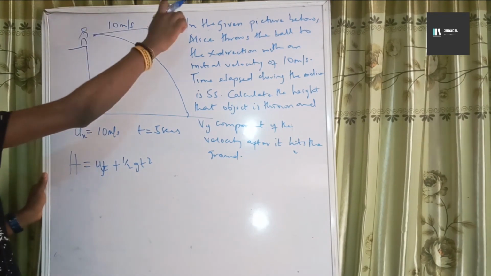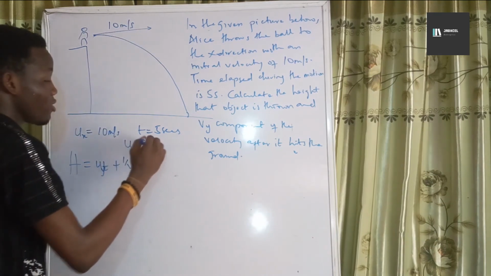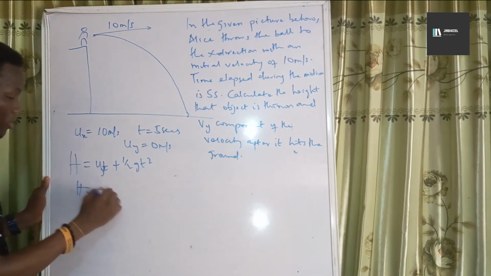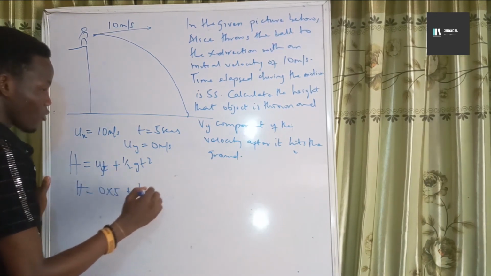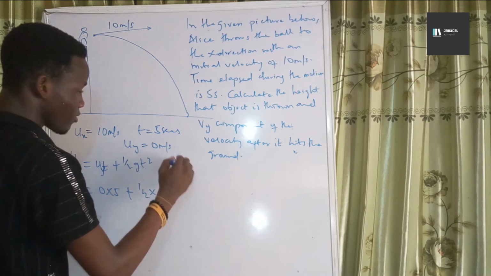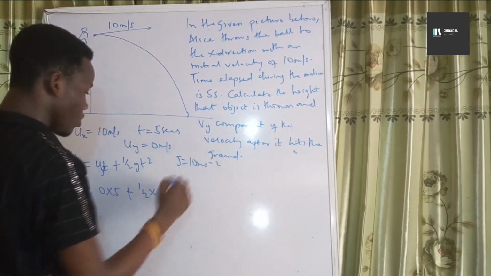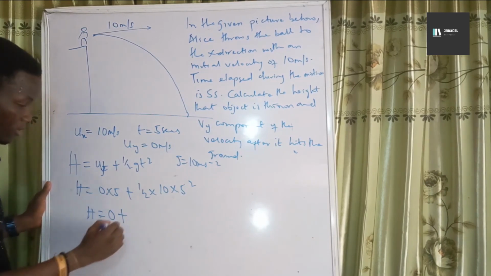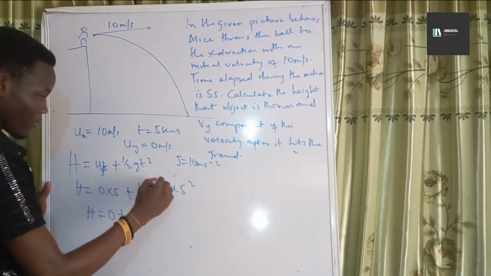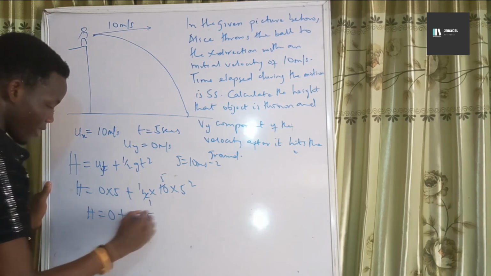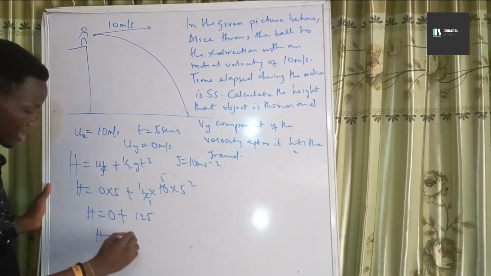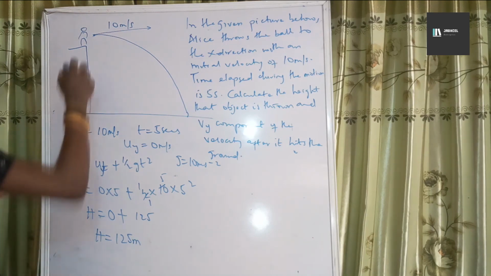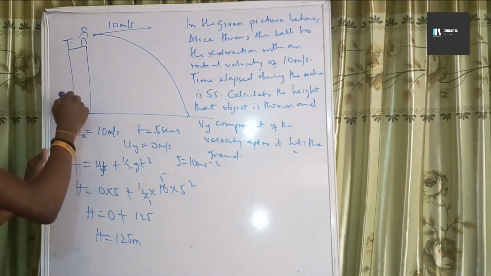Applying that, we have h equal to 0 multiplied by 5 plus 1/2, taking our g to be 10 meters per second squared, multiplied by 5 squared. So we have h is equal to 0 plus, here is 5 squared, 25 times 5, so we have 125. So that is the height from where the object was thrown. Our h is 125 meters.